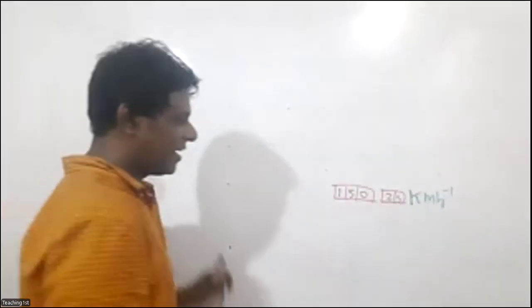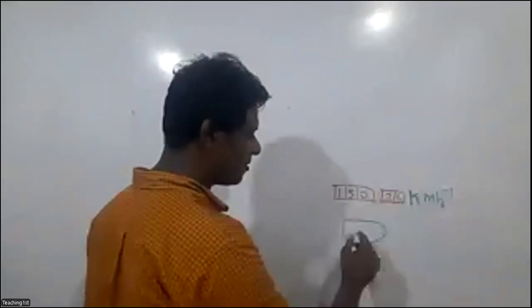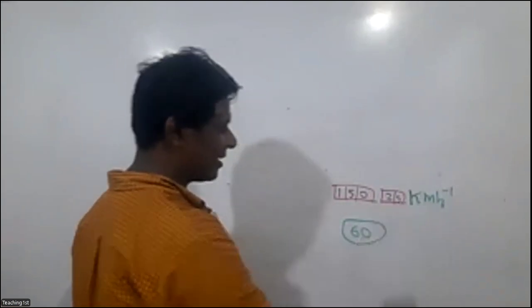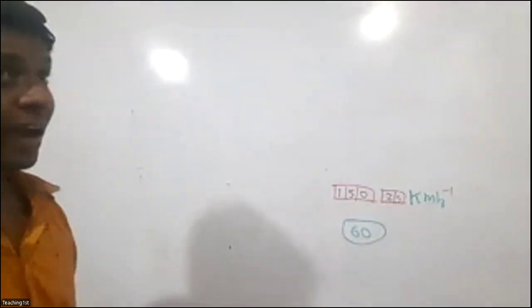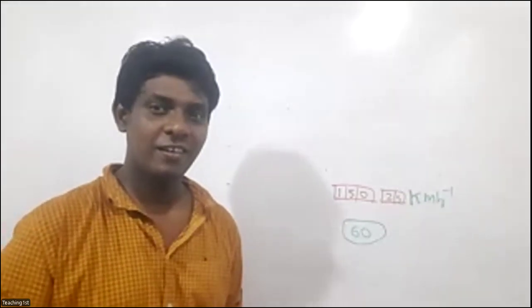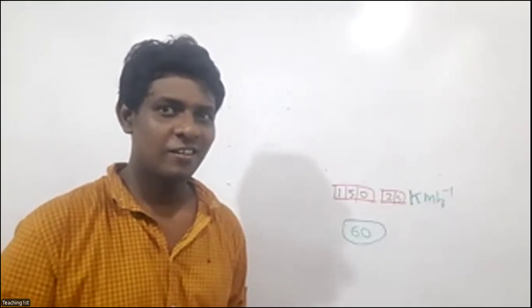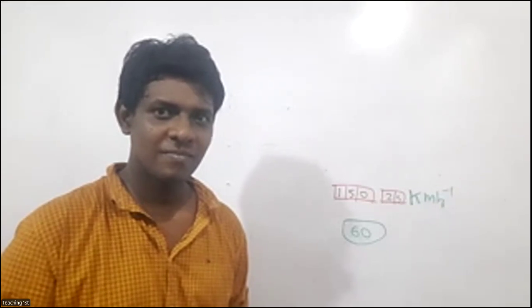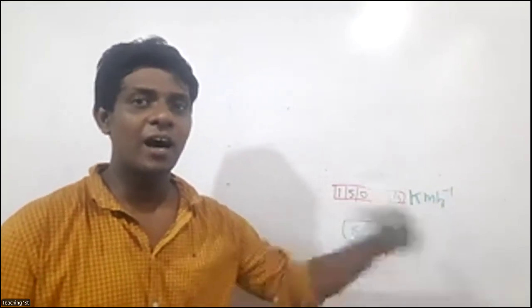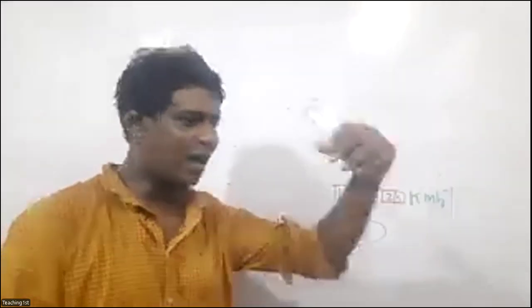Right. When we ride a bike, we say we travel at 60. What is that 60? That is 60 kilometers per hour. Yes, 60 kilometers per hour.